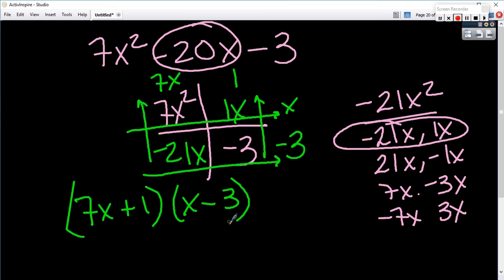I have a question. I thought negative times negative is always equal. But remember, you're not multiplying or dividing here. You're taking out what they have in common. All right. Let's do another one.